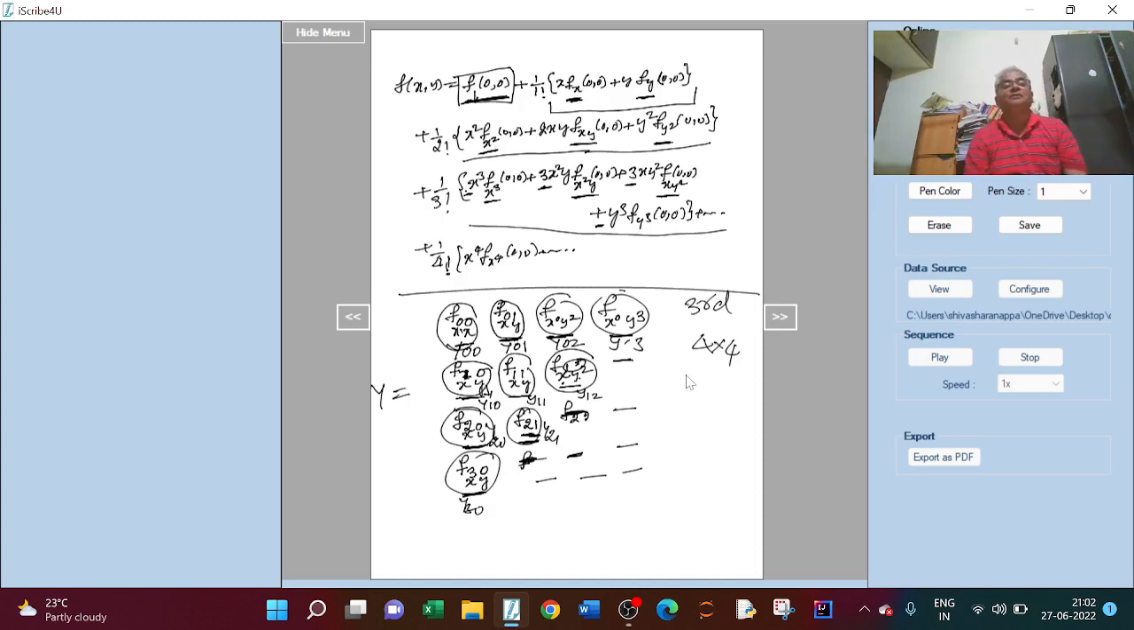And the second part, I will try to find this sum. Initially I will take sum equal to this quantity, that is f00. First I will take this quantity.